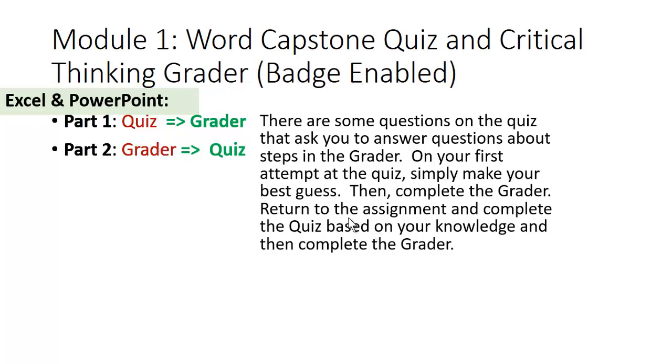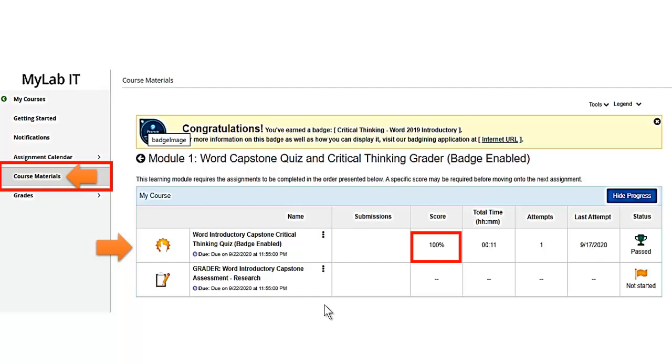Okay, so I'm going to go ahead and click to advance. This is what it looks like. Under MyLab IT, you go under course materials as you're used to, and you will take the quiz. When you first arrive at this screen, you will notice that you will not be able to do the grader. Because of the sequencing for Word, it's going to require you to do the quiz first. Like I said, later on I'm going to reverse that, and it's going to make you do the grader first.